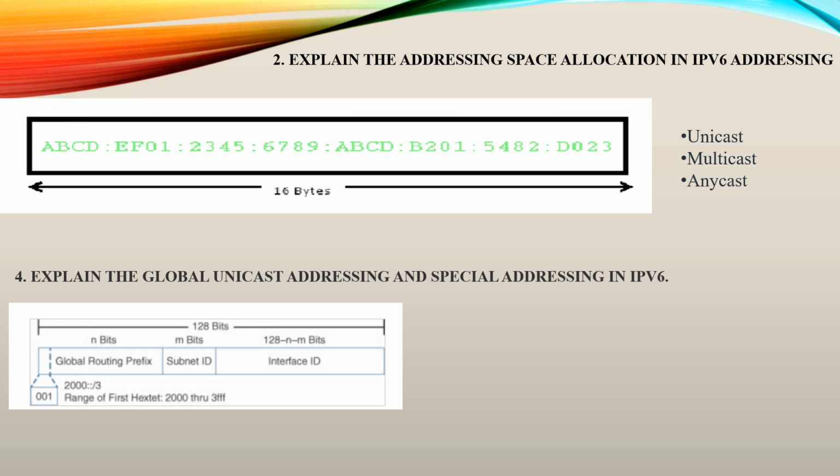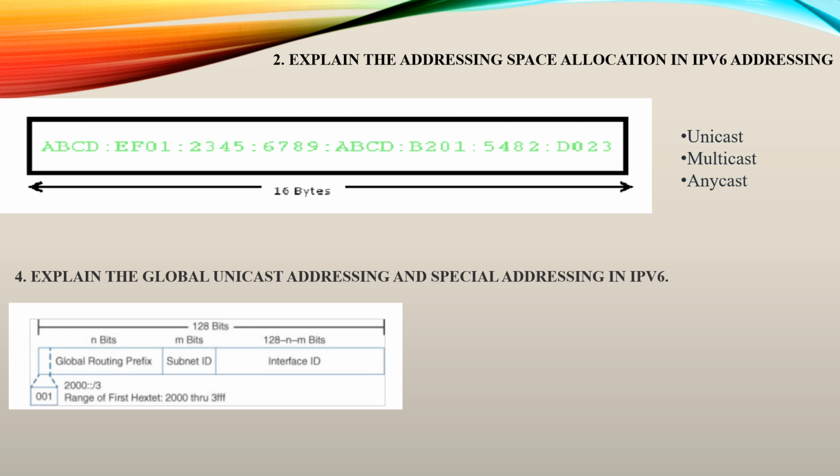Explain the global unicast addressing and special addressing in IPv6. So special addressing is nothing but you have unicast, multicast, anycast, global cast, all these. And here is the global unicast addressing, where you can see a prefix value 001 will be your prefix value, and then the global routing prefix, and then there is a subnet ID and an interface ID. Interface ID is nothing but a term for port number. Instead of port number we use interface ID.